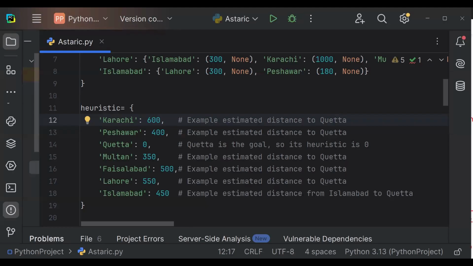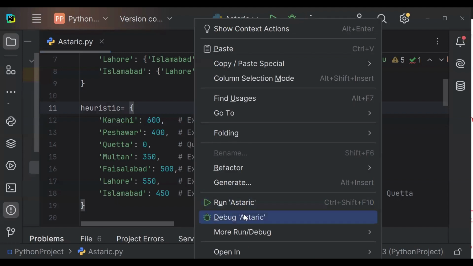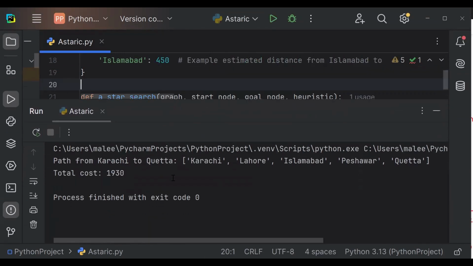I will explain this further in the second half of this video using code. If I run this code, you can see here from Karachi, Lahore, Islamabad, Peshawar, and Quetta, the total cost is 1930.